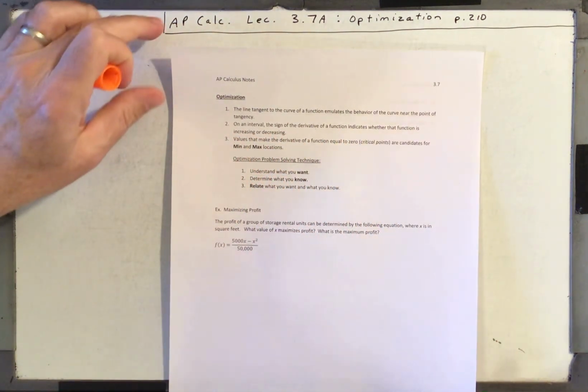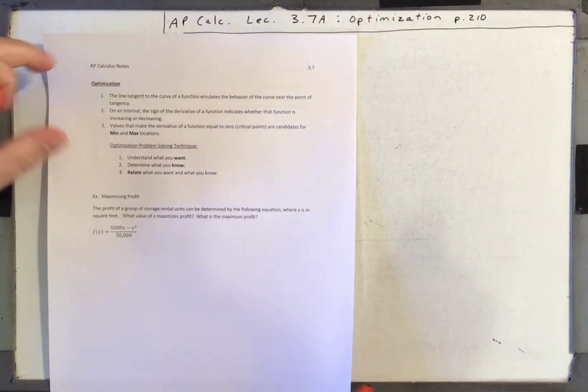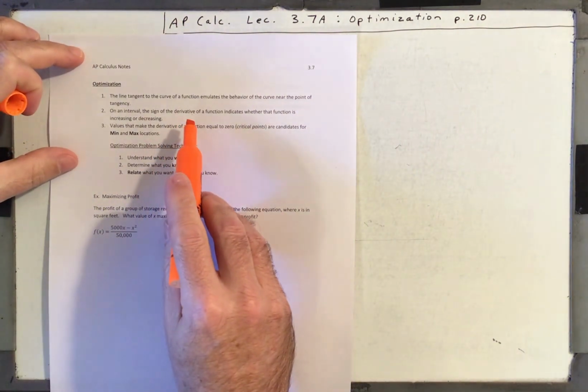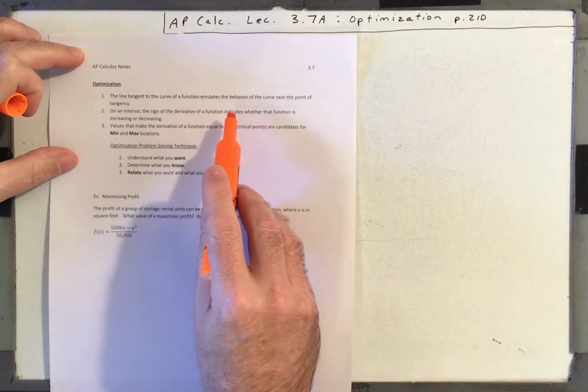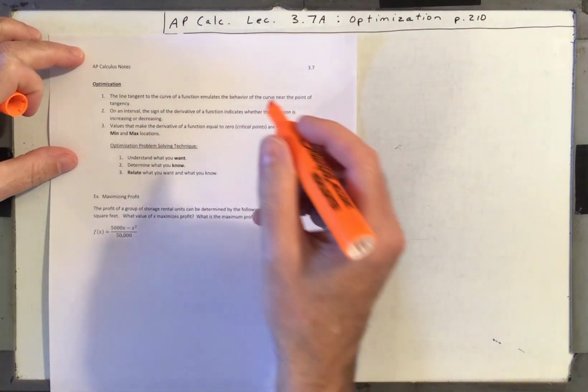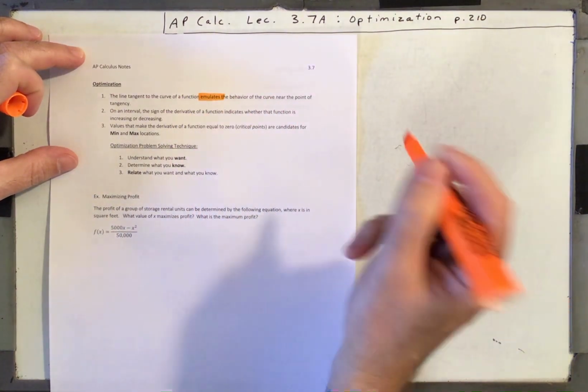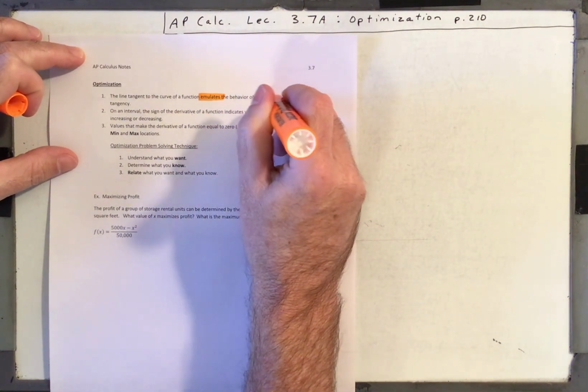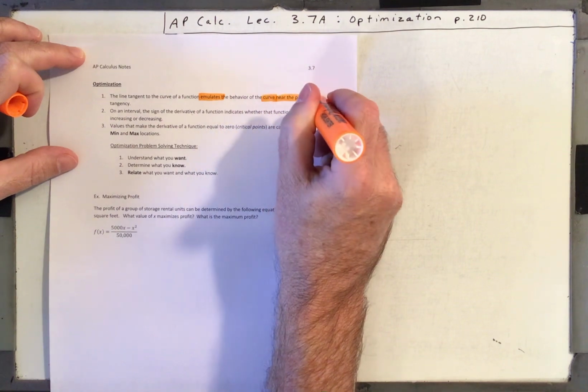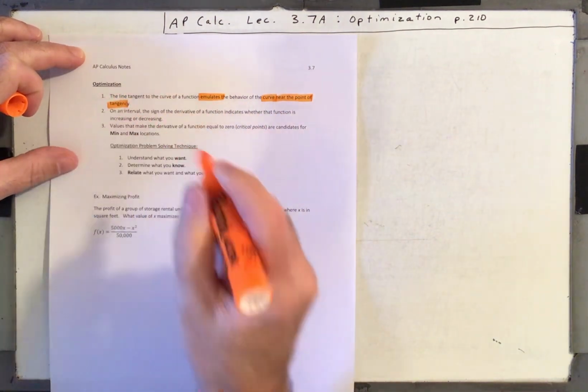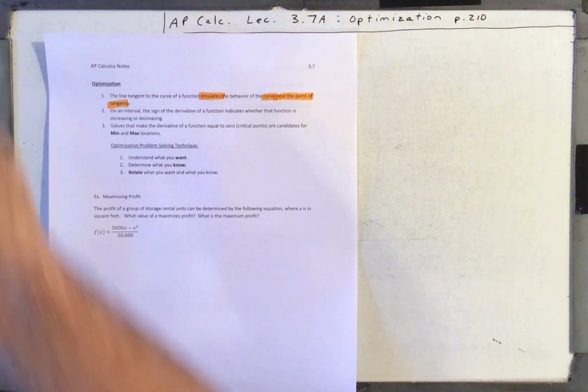So going through this, it says the line tangent to the curve of a function emulates the behavior of the curve near the point of tangency. All right, emulates the behavior of the curve near the point of tangency. Okay, let me just draw that and show you what that means.